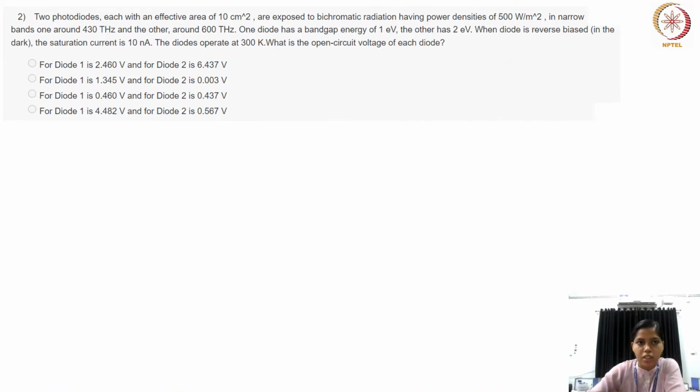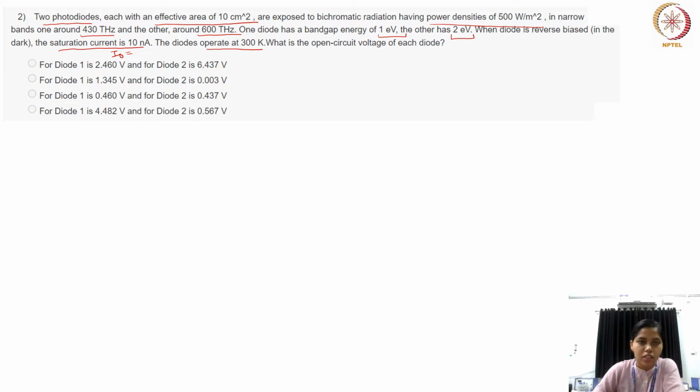So now let's move on to the second question. The question is the same: the two photodiodes are each given with an effective area of 10 centimeter square, and the power density is still 500 watt per meter square. The two frequencies are 430 terahertz and 600 terahertz. One has a band gap of 1 electron volt and the second has a band gap of 2 electron volt, and the saturation current is given as 10 nanoampere. The operating temperature is still 300 Kelvin. It is asking what will be the open circuit voltage of each diode.